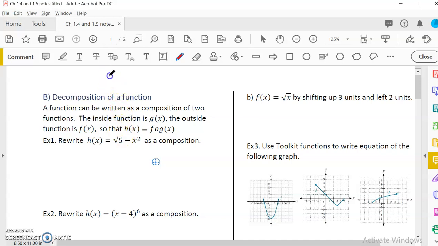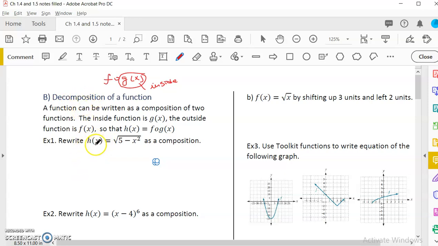So if I write f of g of x, you know that this is a composition. That means I put x into g first, and then I put the g of x into f. So you can see g of x is the inside function because it is the input into f of x, and f is the outside function. So that's exactly what we want to do when we do function decomposition.